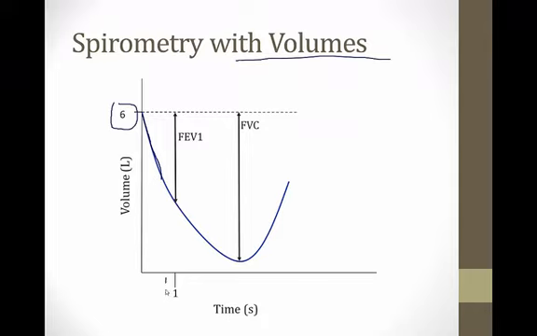If you want to know the FEV1, you look at the volume at 1 second, which is right here, and the difference between where you started and where you are at 1 second is the FEV1. The difference between where you started and where you end up, the lowest volume that you get to, is going to be the FVC. And you can calculate the ratio of FEV1 to FVC here, just like we did on the other spirogram.